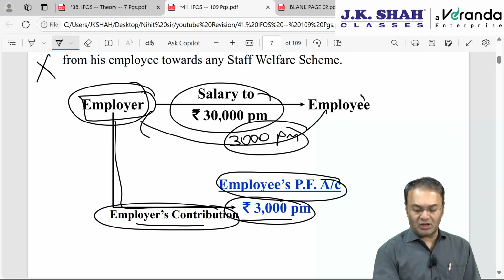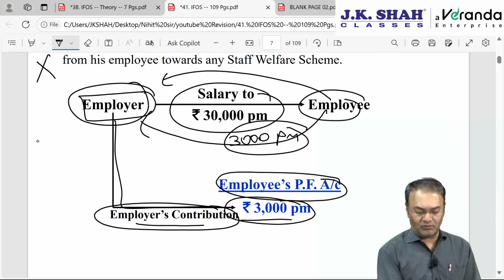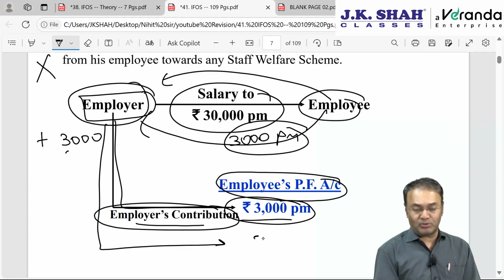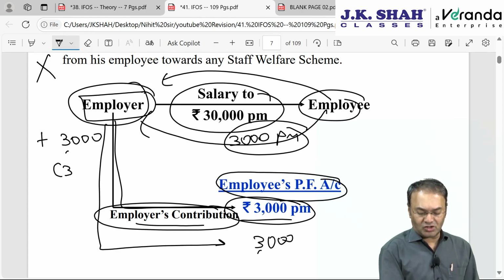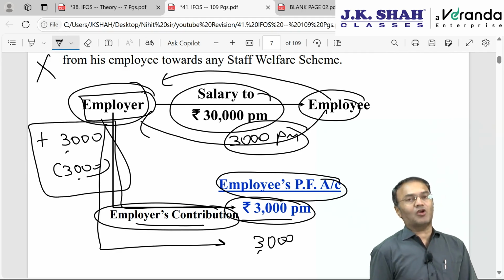This 3,000 returned back by the employee to the employer will be deemed to be income of the employer. First you add 3,000 to the employer's income, and then when the employer passes it on or deposits it in his employee's provident fund account, whether you call it RPF account or EPF account, then he will get deduction of that 3,000. So this 3,000 added and 3,000 less will have a contra entry.